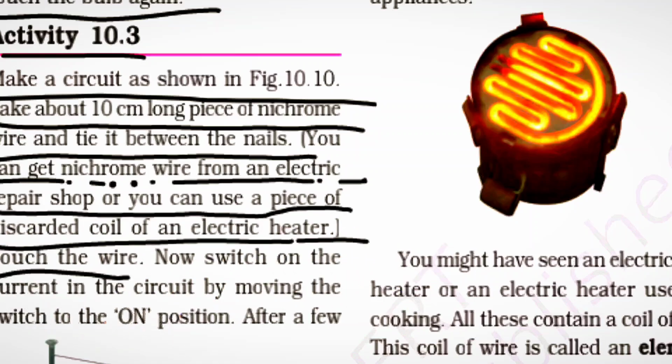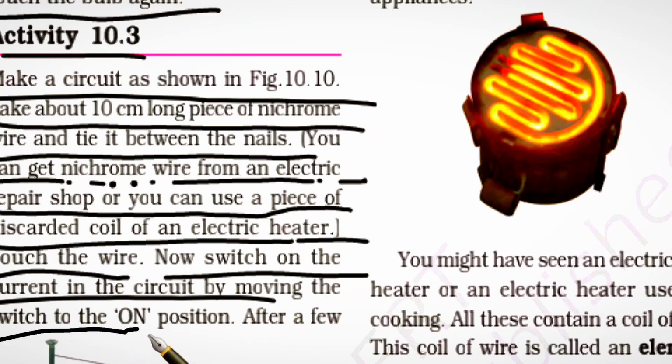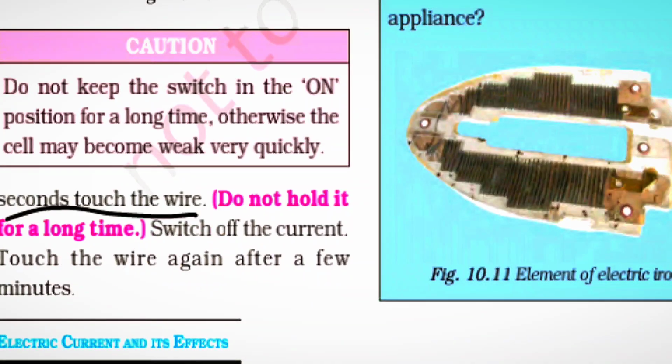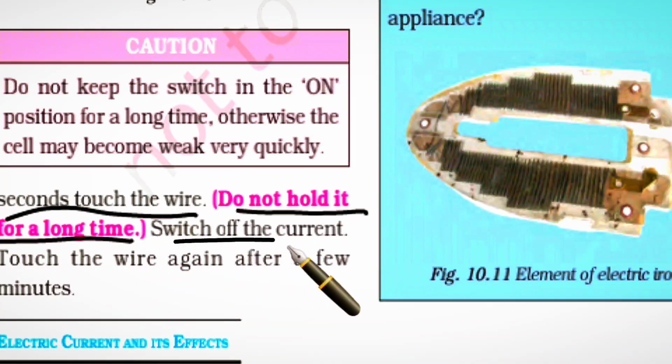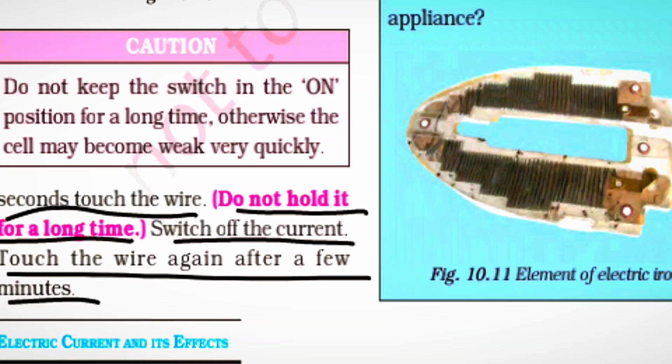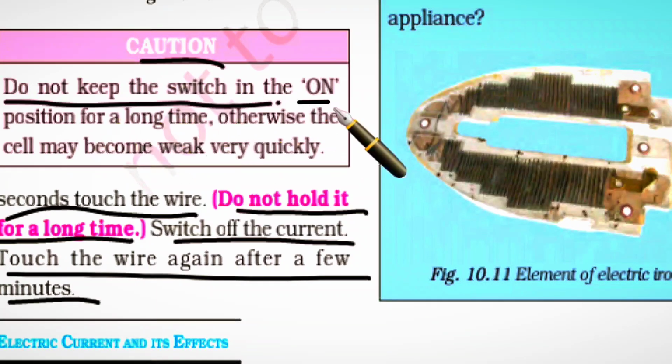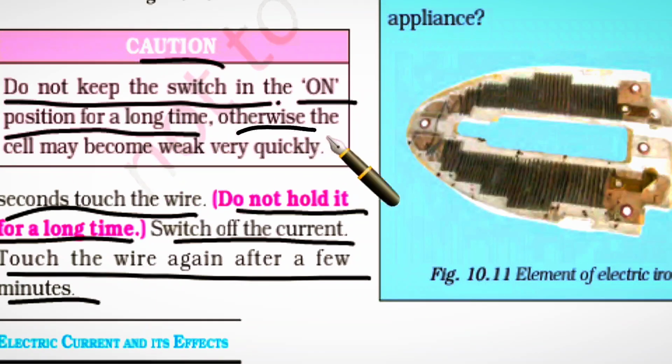Touch the wire. Now switch on the current in the circuit by moving the switch to the on position. After a few seconds, touch the wire. Do not hold it for a long time. Switch off the current. Touch the wire again after a few minutes. Caution: do not keep the switch in the on position for a long time. Otherwise, the cell may become weak very quickly.